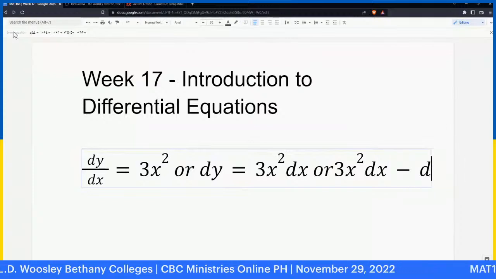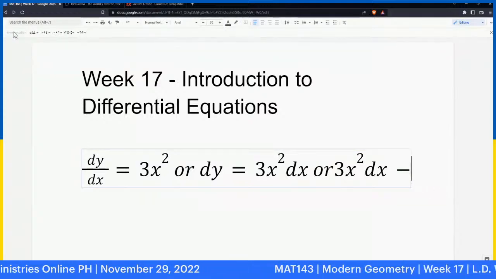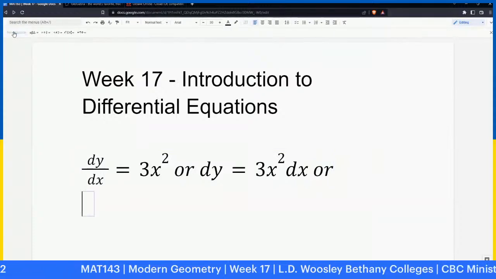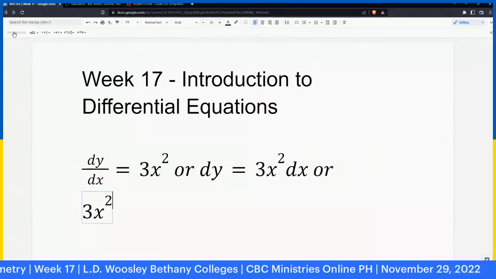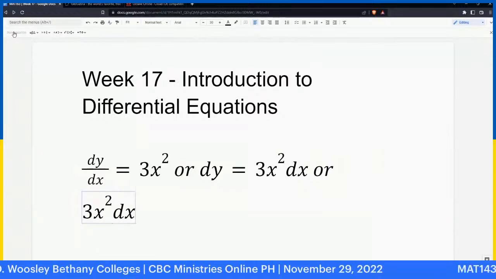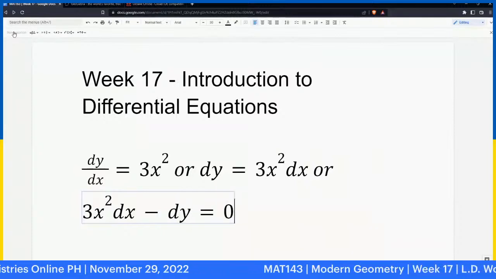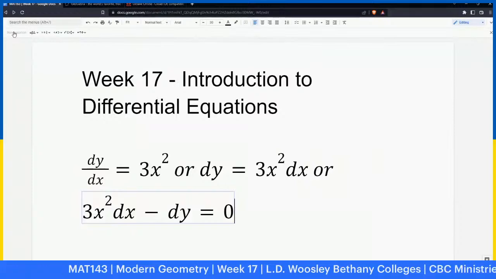Perhaps I could write here on the other side. Or, so we could say that 3x squared dy is equal to 0. So that is an example of a differential equation. And sometimes we need to solve for the variables.